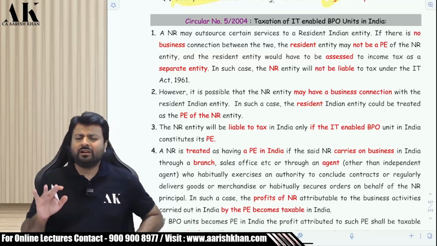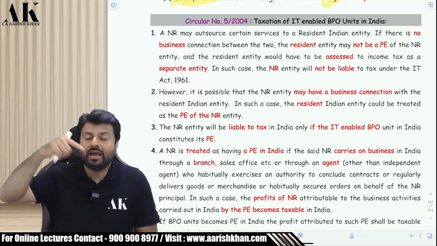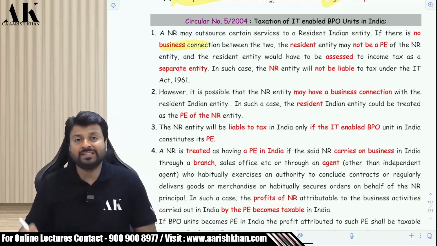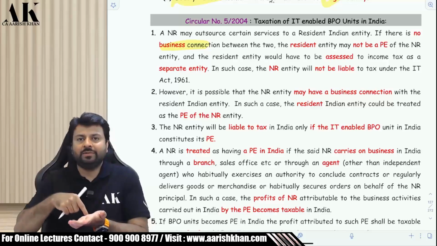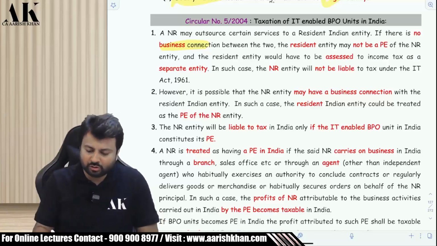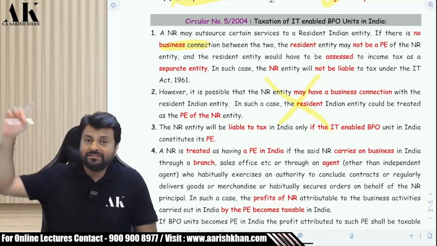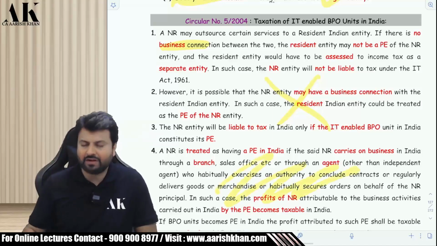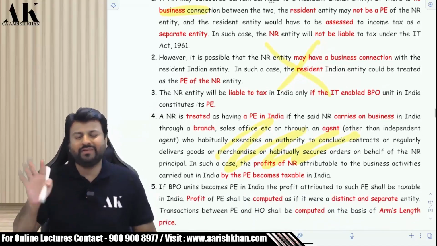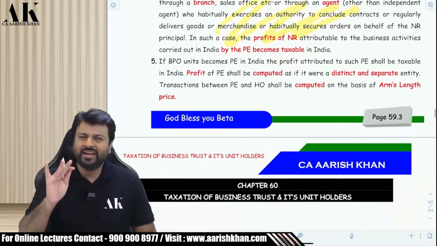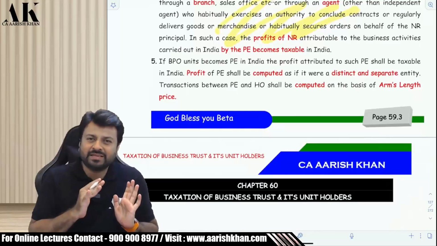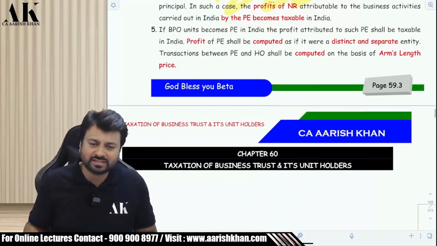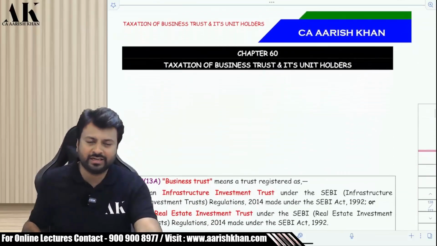Now this entire circular revolves around two things. If the non-resident outside India and the BPO in India have a business connection, then that non-resident will be liable to tax in India, and his tax will be computed as per the relevant provisions of the income tax law. And if there is no business connection between the two, then the non-resident will not be liable to tax in India. This is what is written. Not very important for the exam, you can go through it once. It revolves around two points: if the non-resident has a business connection with the BPO in India, its income will be liable to tax in India; if not, its income will not be liable to tax in India. It is as simple as that.